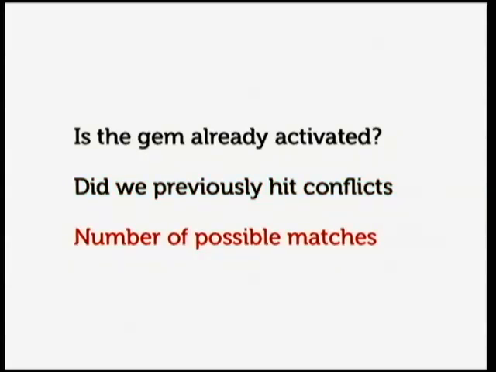And finally, just the number of possible matches for a dependency. So if action pack is on the dependency list as well as rack, but rack matches 3 gems and action pack has 20 possible gems, better resolve rack first because it will limit the permutations later on.